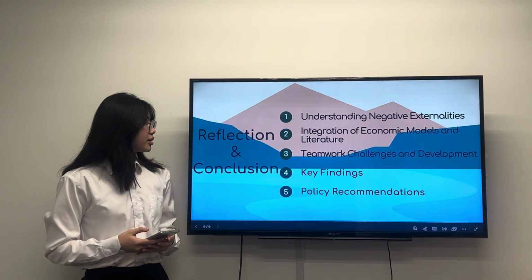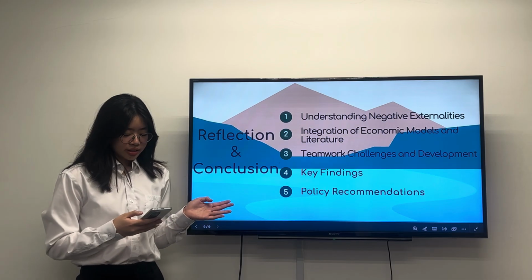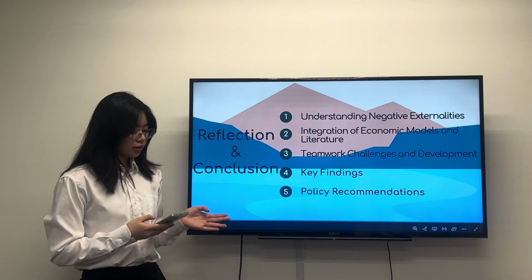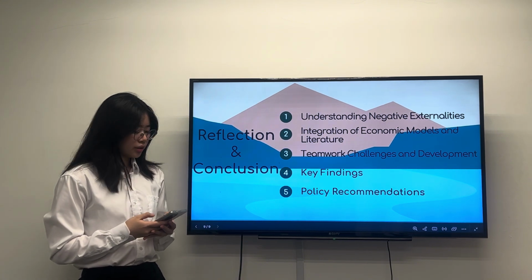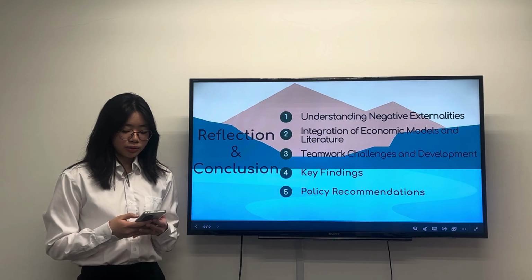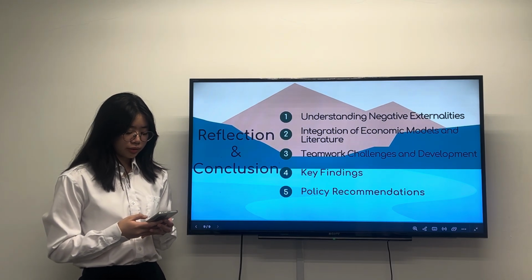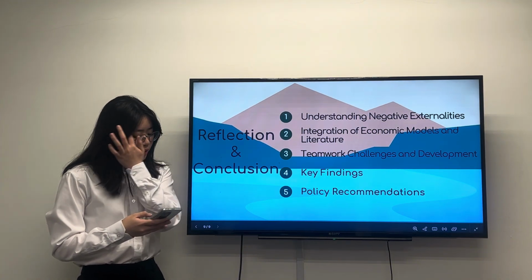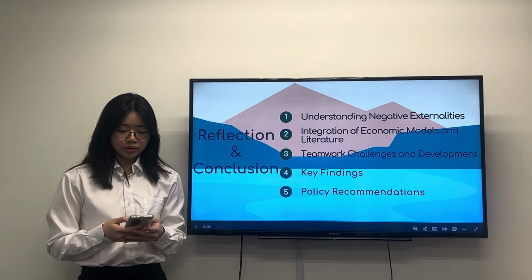Now I will explain the reflection and conclusion. This project examines water pollution in Selangor using the economic concept of negative externalities. We found that polluters often shift the true social cost of their actions onto the public, causing significant welfare loss. Moreover, it shows why government intervention is necessary to address this market failure.